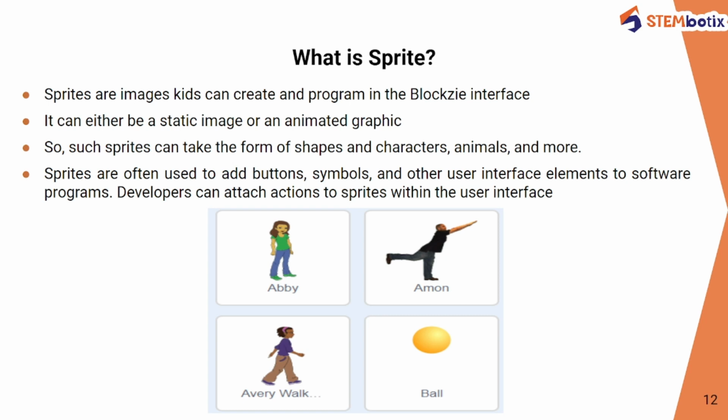Sprites are often used to add buttons, symbols, and other user interface elements to a software program. Developers can attach actions to sprites within the user interface. So in this sprite area you can select your sprite, and after a particular sprite selection, you go to the coding area, right? And you give some specific actions or tasks to that sprite, and according to your coding it will behave, it will move or dance or jump or anything like that.